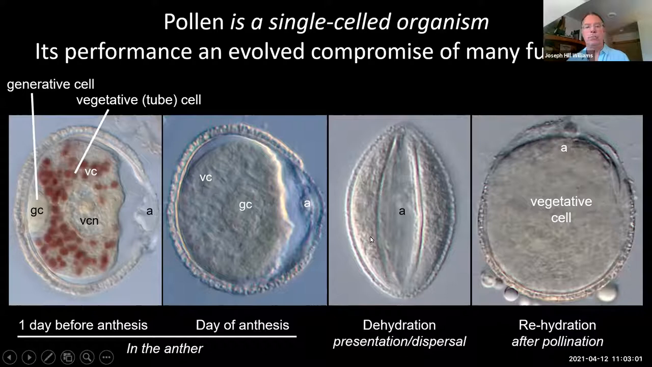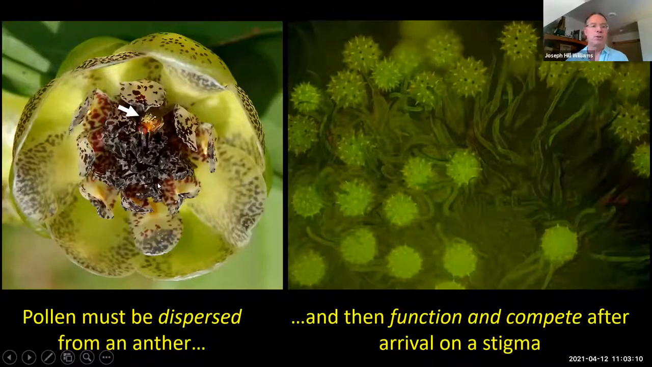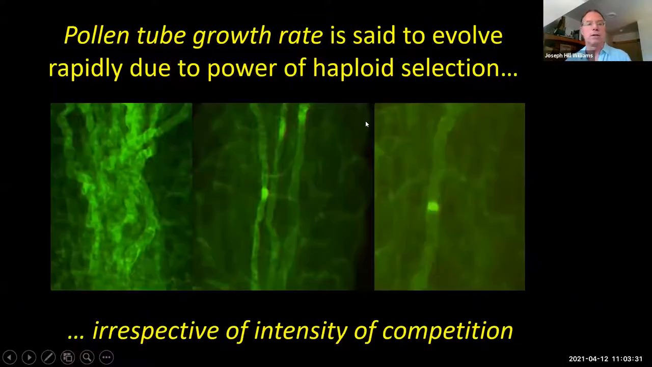And as pollen gets released, it gets dehydrated usually, not always, somewhat. And then when it hits the stigma, it rehydrates again. Most of you probably think, from this view about pollen, a pollinator arrives at a flower and picks up pollen and then takes it to another flower where it germinates and grows a pollen tube, which carries the sperm down to the egg. And during that time, you have all these different functions that affect its evolution.